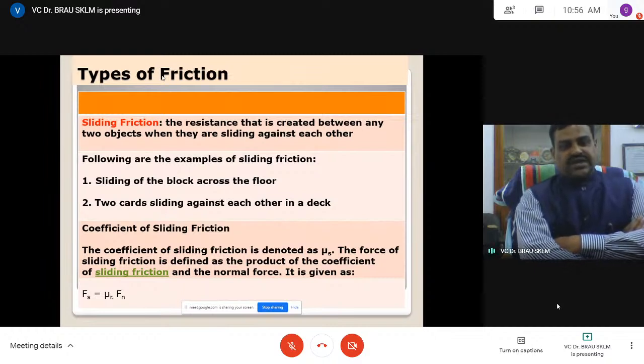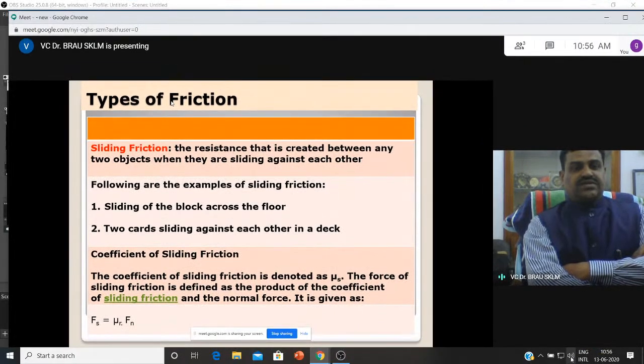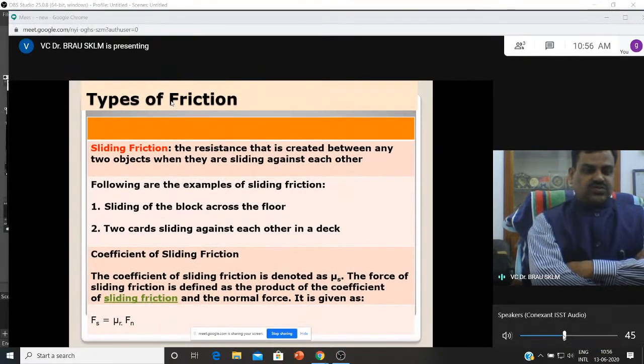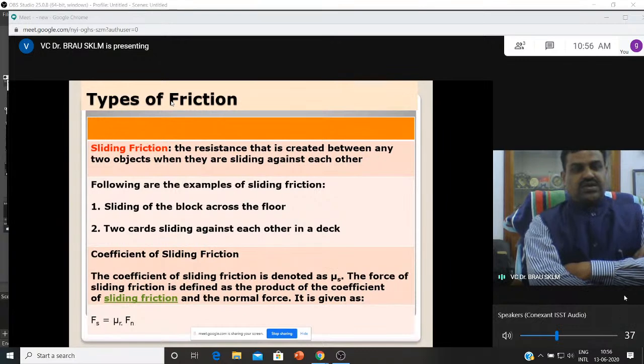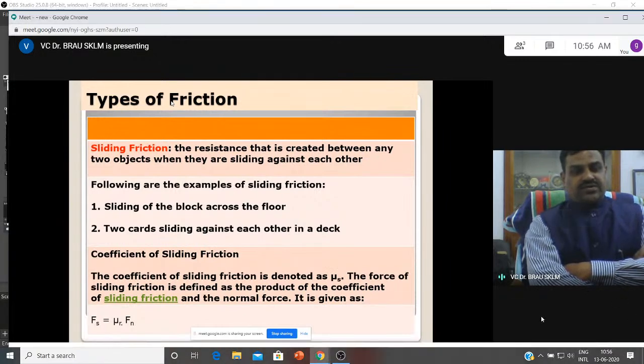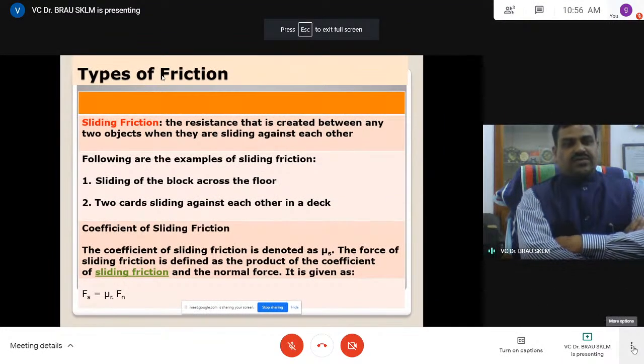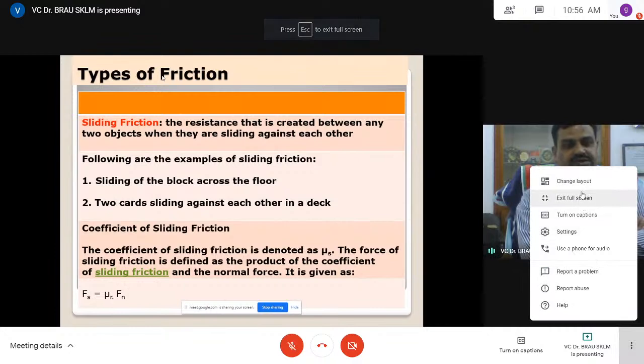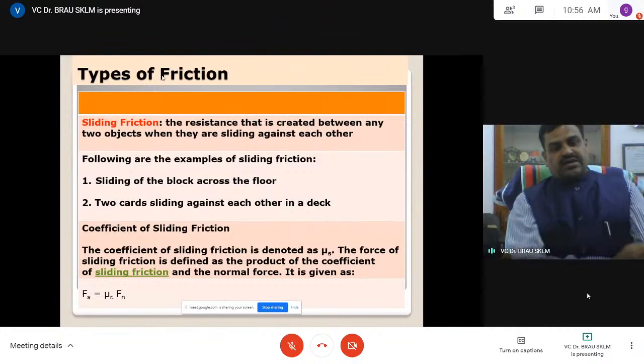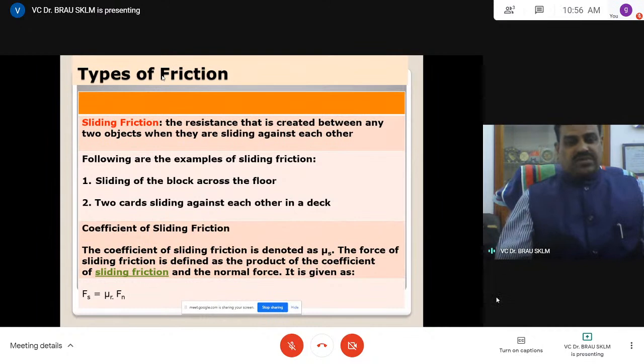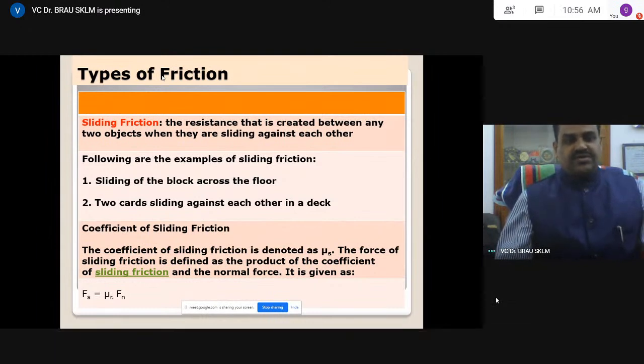That means sliding friction. There is a difference between static and sliding friction, so don't confuse them. The static is different, the sliding friction is different. This is mu s into the normal reaction, here represented as Fn. Different people will use different notation, either N or R or Fn, and sometimes the Greek letter eta will also represent it. That is your choice, how you represent the normal force.